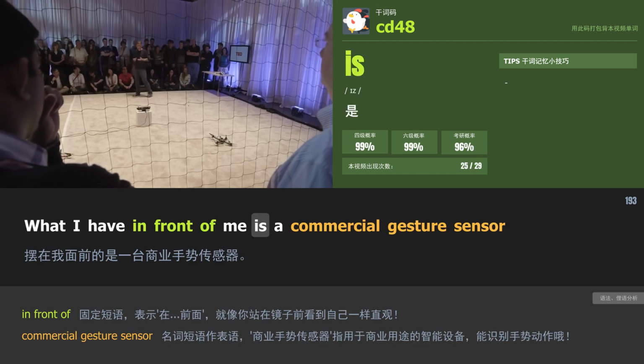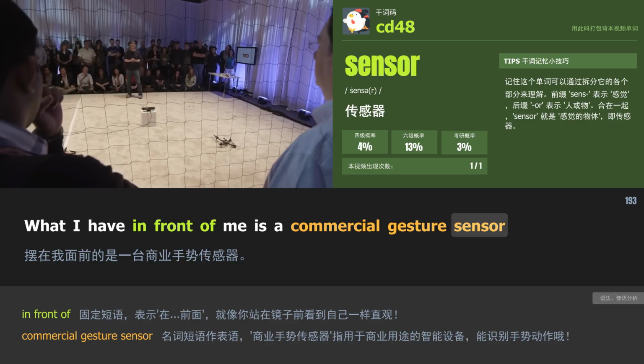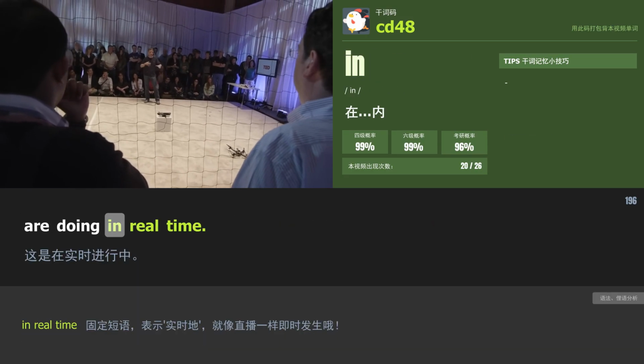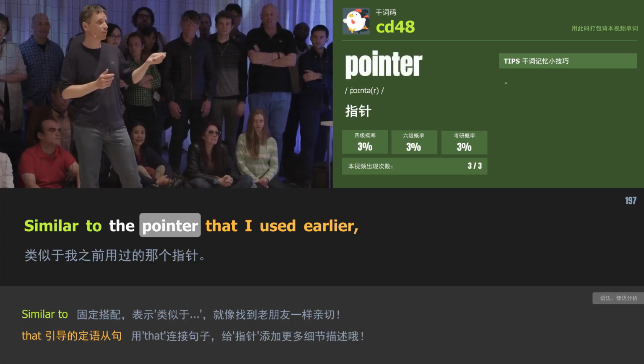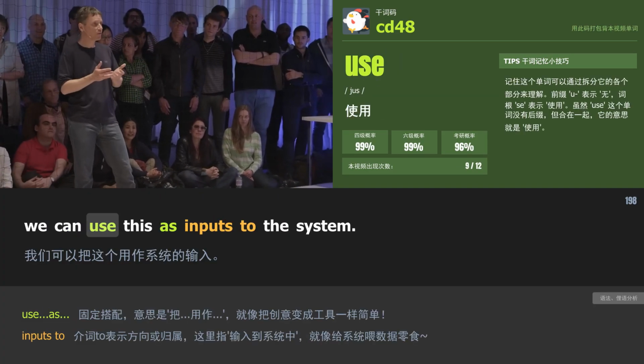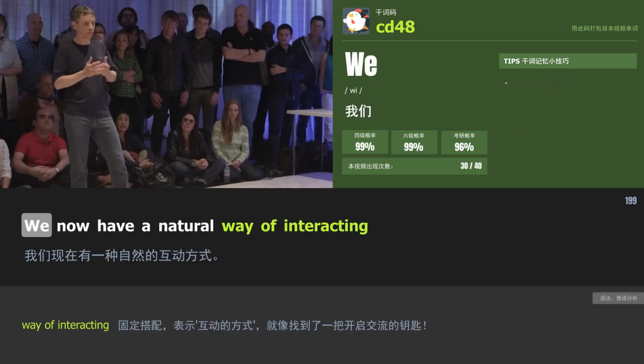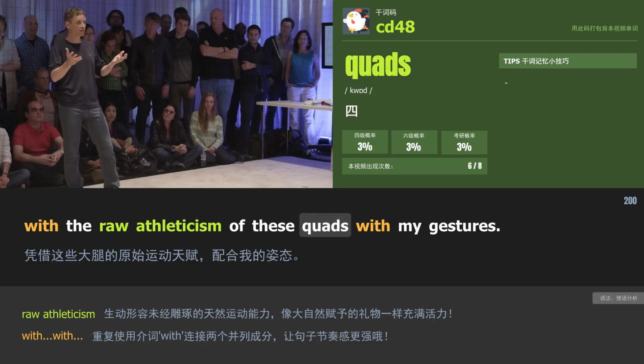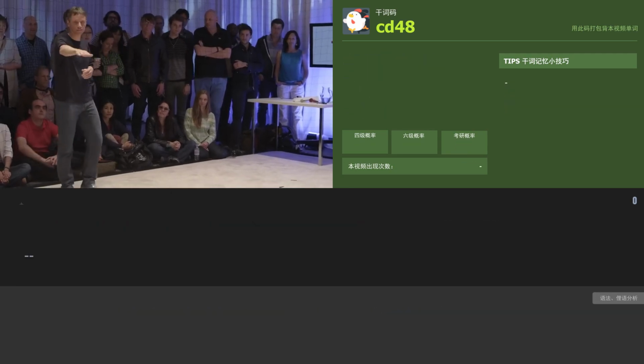What I have in front of me is a commercial gesture sensor, mainly used in gaming. It can recognize what my various body parts are doing in real time. Similar to the pointer that I used earlier, we can use this as inputs to the system. We now have a natural way of interacting with the raw athleticism of these quads with my gestures.